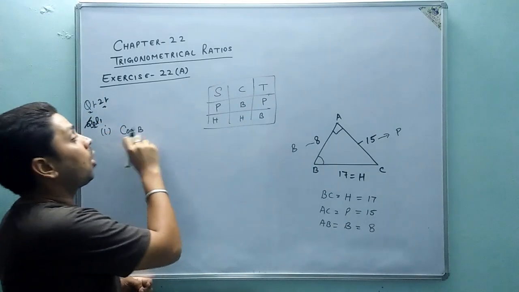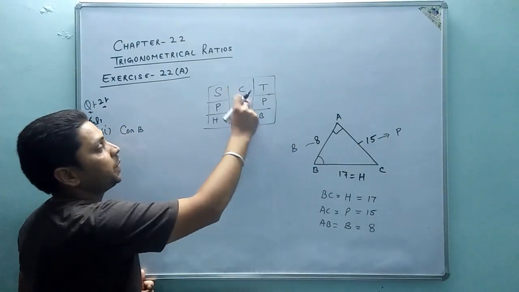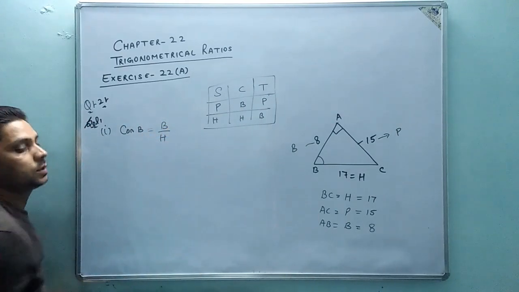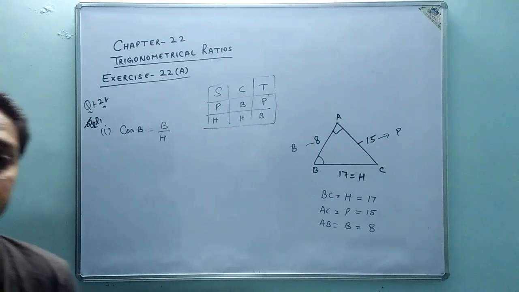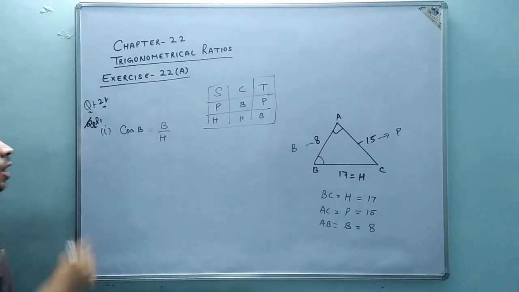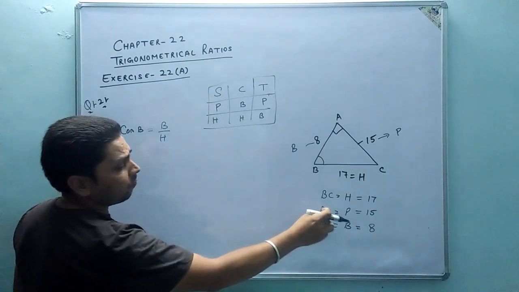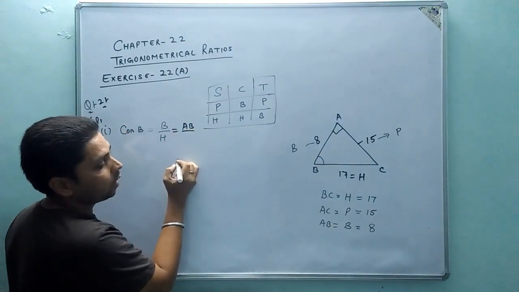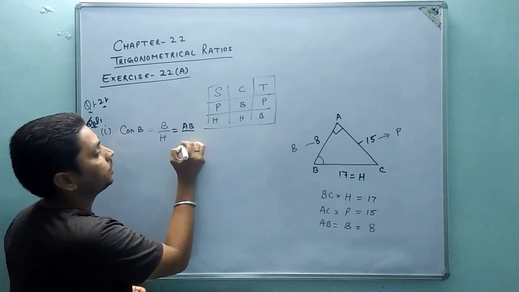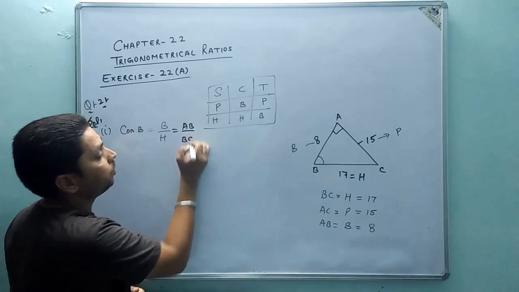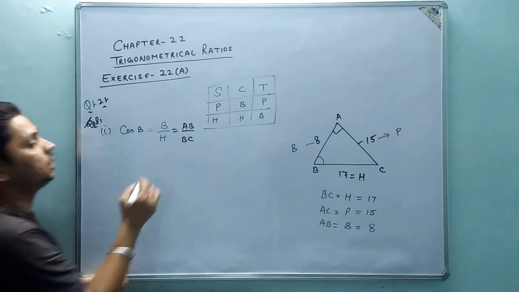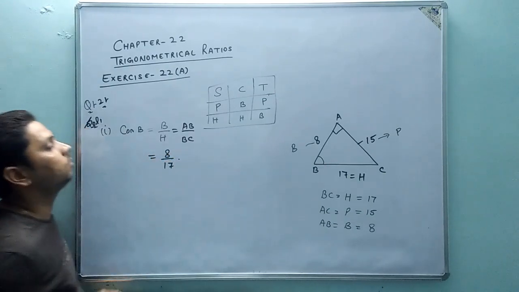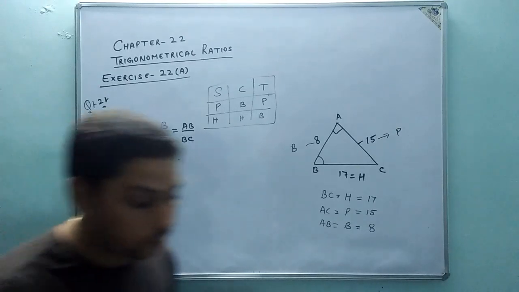Now cos of B. What is cos? Cos is base upon hypotenuse. This is equal to base over hypotenuse. Now what is base? Base is equal to AB over, sorry, AB upon BC. So what is cos of B? It is 8 upon 17. We have the value of cos of B.